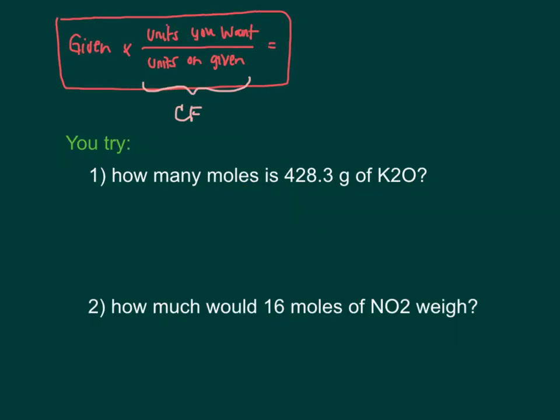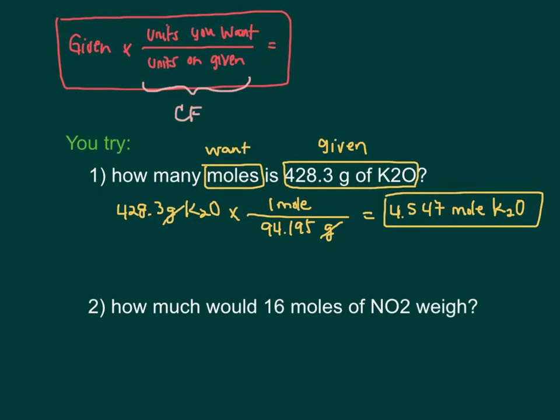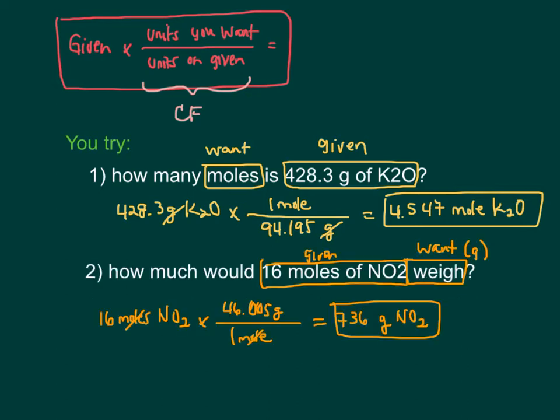So why don't you try and see if you can do a couple problems. Pause it and work through both of these and then see if you get the right answer. So here's what the first one would look like. You should get 4.547 moles of K2O. And on the second one, you should get 736 grams of NO2, or 740 if you're rounding to sig figs.